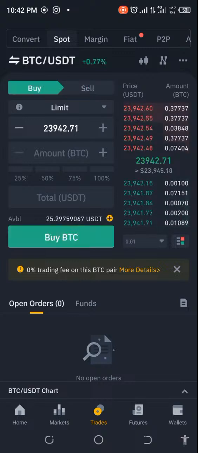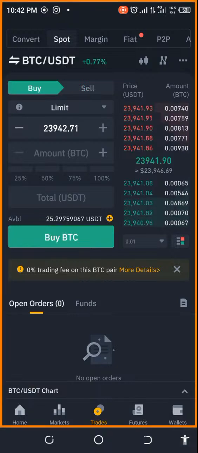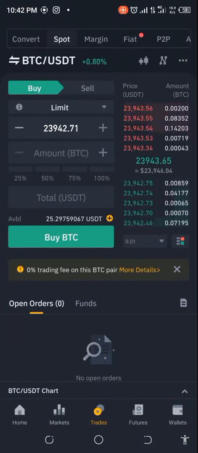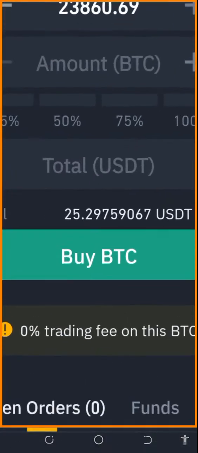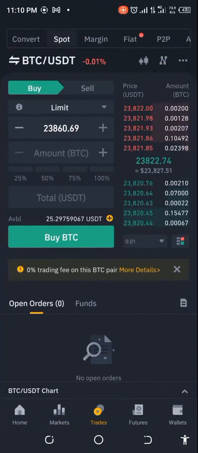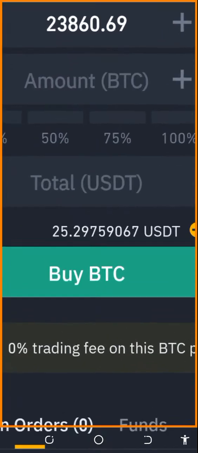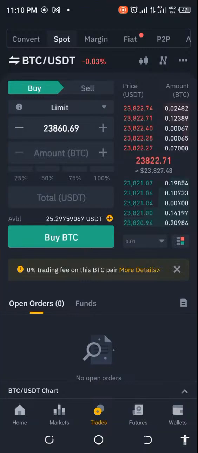So let's be sure. Okay, did I make a profit? I did. I sure did. Yes, I did make a profit. As you can see here, it's 25.29. And if you remember, we started out with 25.01. So now we have made a profit of about 28 cents, which is over 1%.